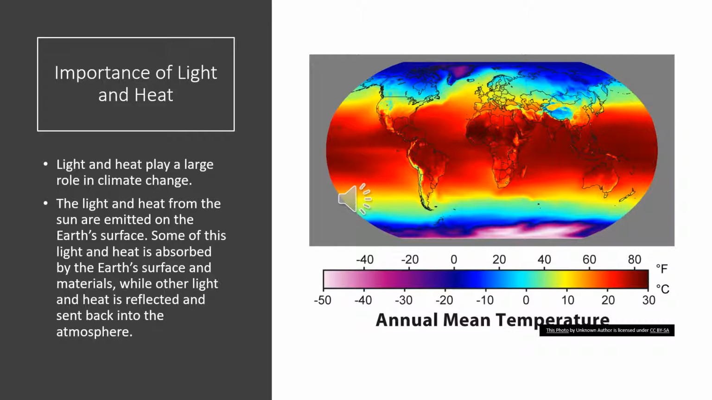The factors of light and heat play a big role in climate change. The light and heat from the sun are emitted onto the Earth's surface. Some of this light and heat is absorbed by the Earth's surface and materials, while other light and heat is reflected and sent back into the atmosphere. This fractional reflectance is known as the global mean planetary reflectance, or albedo, which stands for A, which is around 0.3.